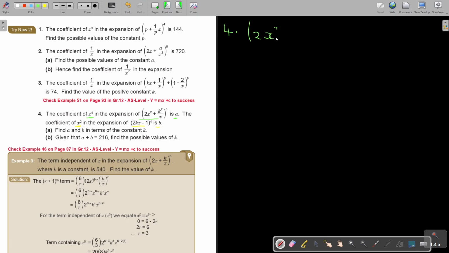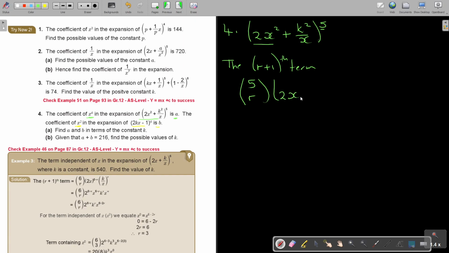So (x squared plus k squared over x) to the power 5. Okay, so remember what we are always going to do first. We're first going to find the r plus 1 general term. Take that 5, take the r, take the first term in the bracket, and say top minus bottom. Take the second term in the bracket, and just say r. And now I just simplify it.